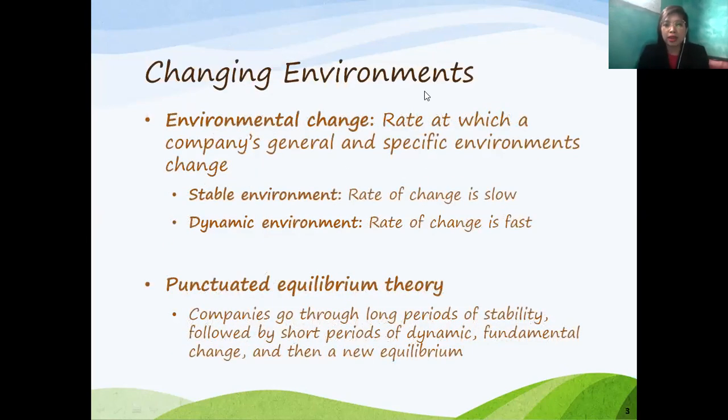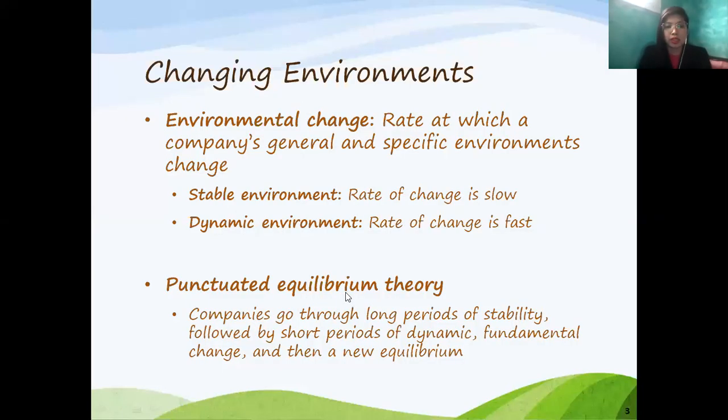For the changing environments, these are the different rates at which a company's specific environments change. That's what we call environmental change. So we have the stable environment and the dynamic environment. For the stable environment, the rate of change is low, and for the dynamic, the rate of change is fast. We also have the punctuated equilibrium theory, wherein companies go through long periods of stability, followed by short periods of dynamic, fundamental change, and then a new equilibrium.